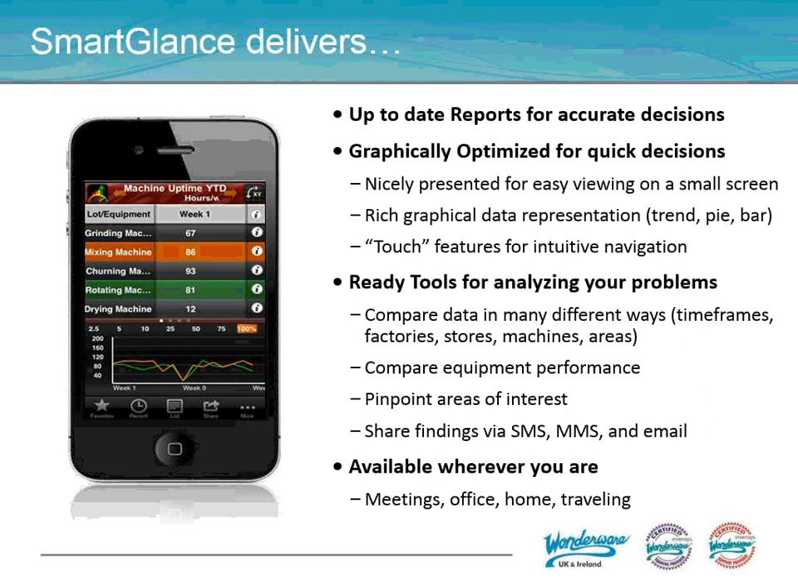What SmartGlance delivers is a way of getting your KPIs and report information as you need it. It's graphically optimized for the individual devices, so it's easy to view the tabular data and the trend information, but also it's designed for touch devices, which means it's intuitive to use. And using these tools means that you can get the data and compare against different time frames or different parts and areas of the system. You compare equipment performances. You can pinpoint particular areas that you want to gather the information and monitor that information.